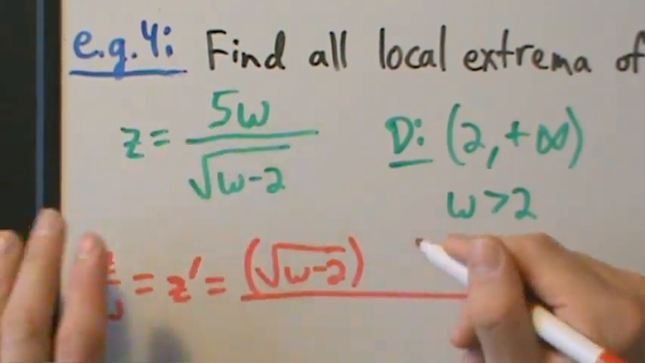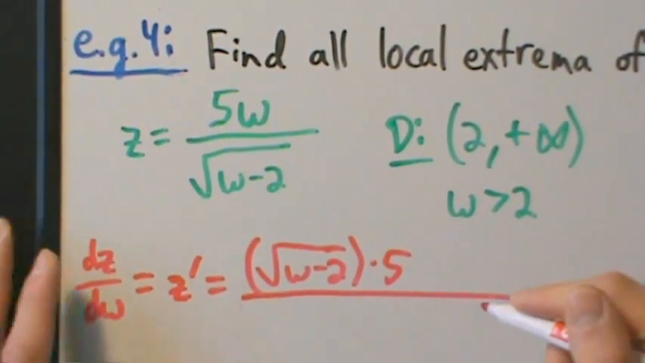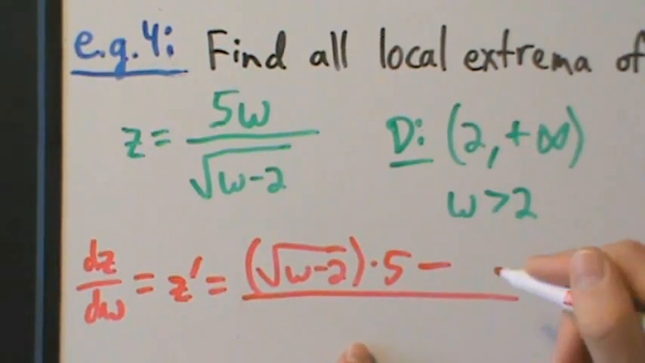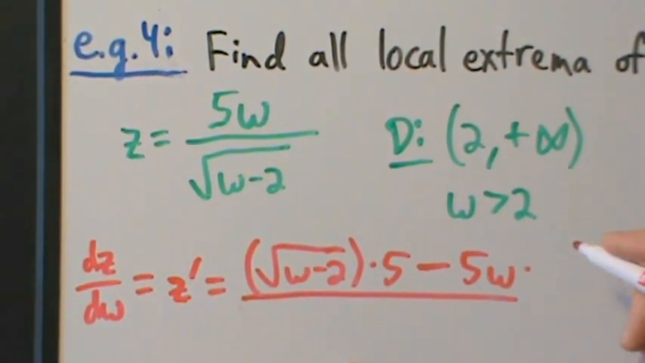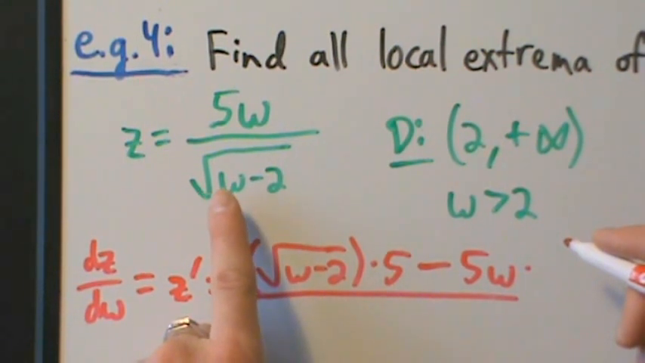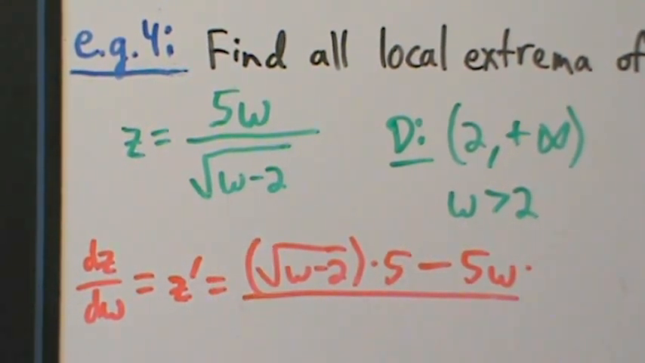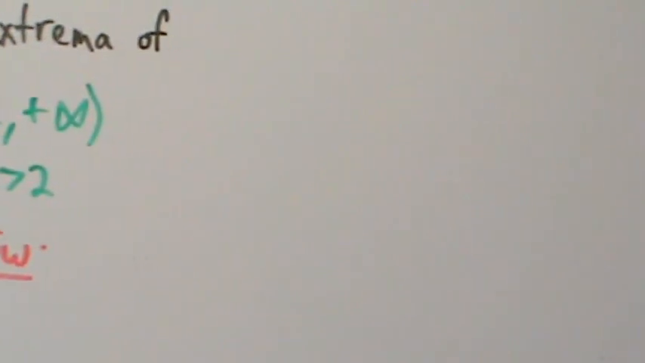Now the top is 5w, so its derivative is just 5. Okay, bottom times derivative of the top minus the top times the derivative of the bottom. Now the bottom is the square root of w minus 2, so what goes here is the derivative of that. So let's actually come off to the side and work with that.